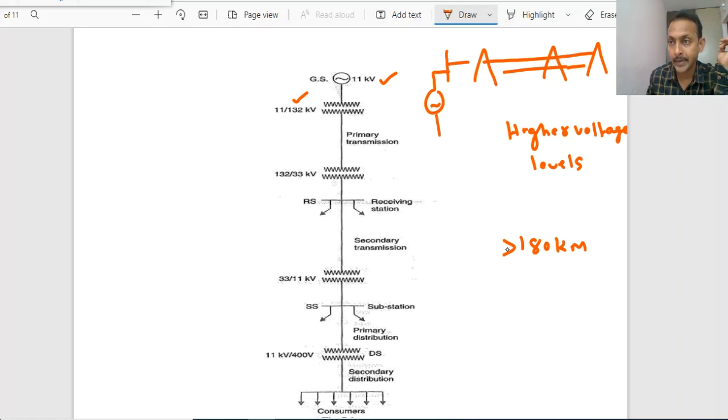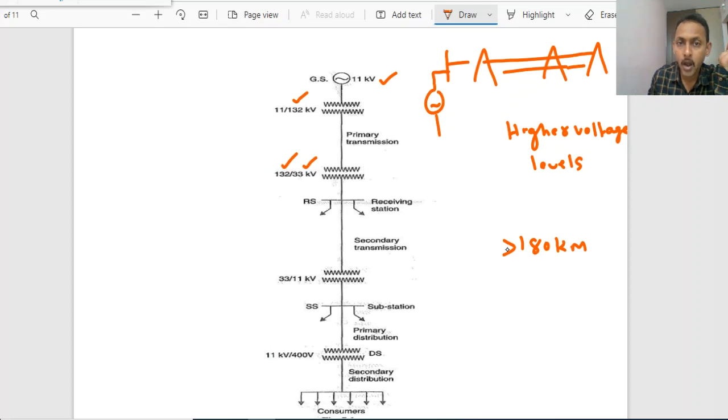or load centers, right? Now, once it is stepped up to 132 kV, just before the receiving station, this voltage level will be stepped down. Now this 132 kV is stepped down to 33 kV.